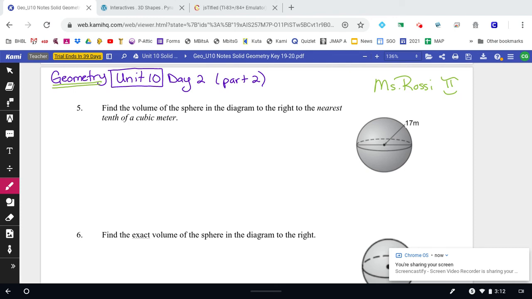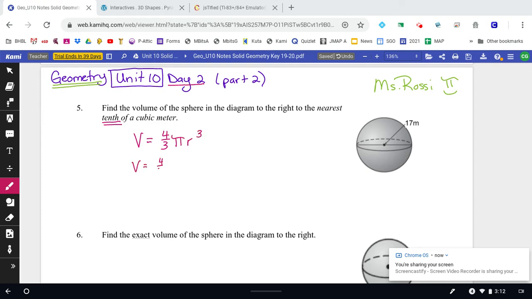Hi, everyone. Today, we're going to continue the Unit 10 Day 2 part of our notes, where we're finding the volumes of our different geometric solids. All right, so number 5, we have the volume of a sphere in the diagram, and we want this to the nearest tenth of a cubic meter. All right, so our formula for volume of a sphere, 4/3 pi r cubed.